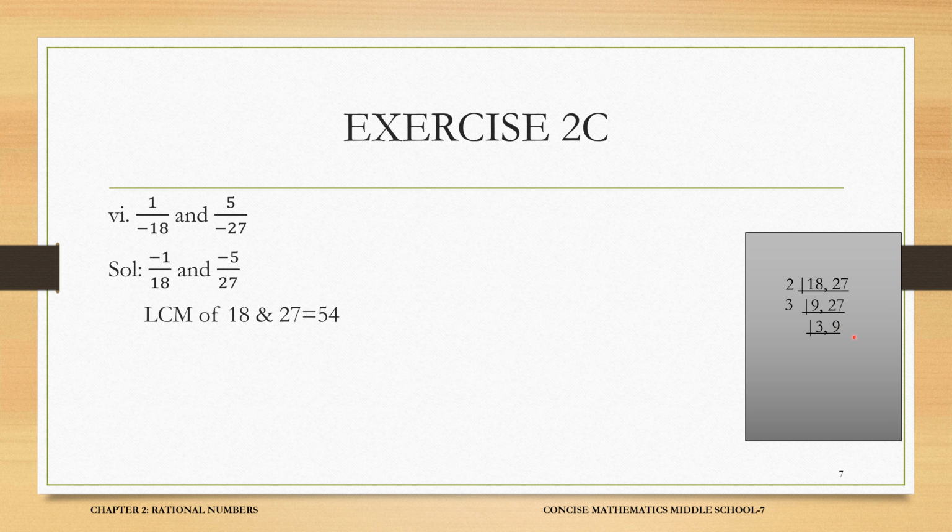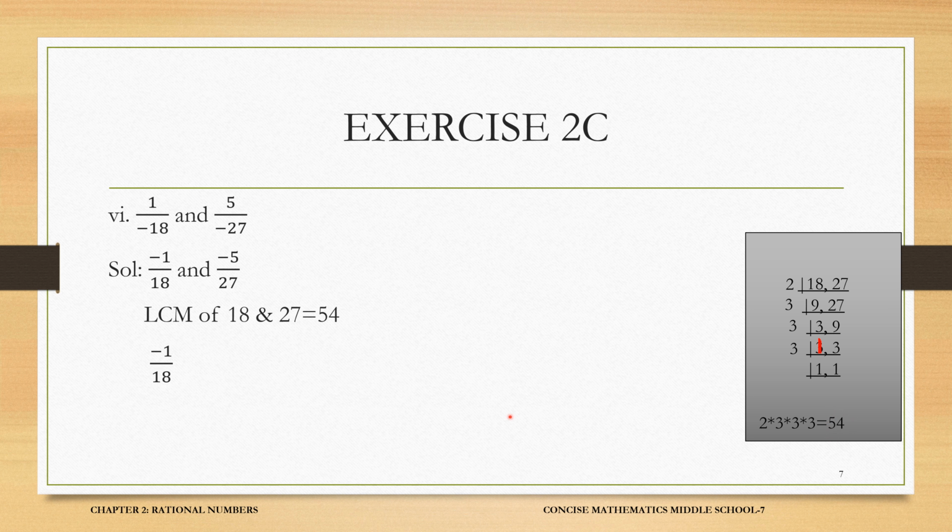3 3s are 9, 3 9s are 27. Again it is divisible only with 3. 3 ones are 3, 3 threes are 9 and 3 ones are 3, right? So 2 into 3 into 3 into 3. So it will be 54.